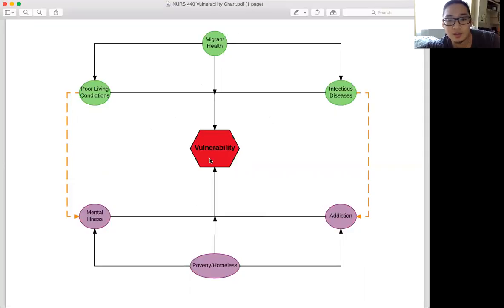Bottom line is, with these all interconnected, it leaves them more susceptible to chronic diseases, addiction, and lifelong illnesses as adults. So I hope that you enjoyed my little presentation on my Lucid chart and the six interconnections to health vulnerabilities.